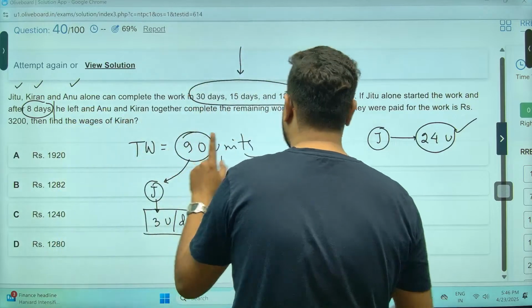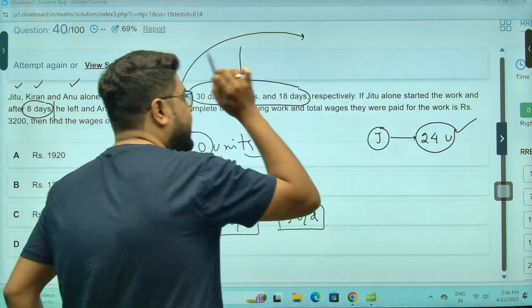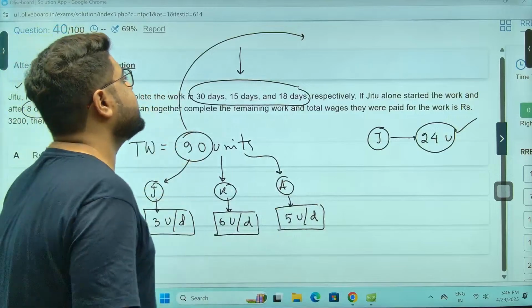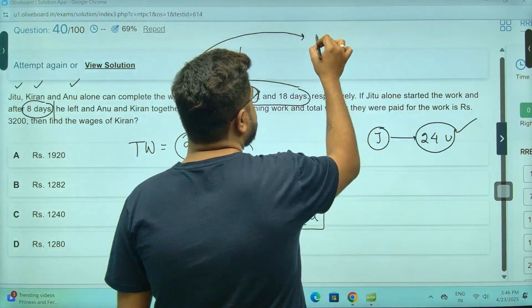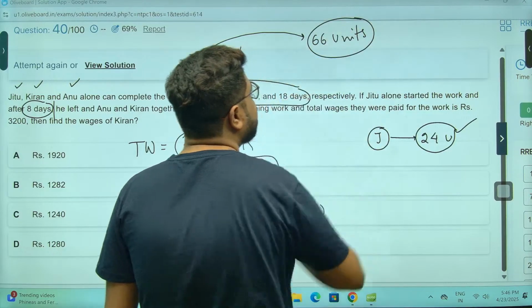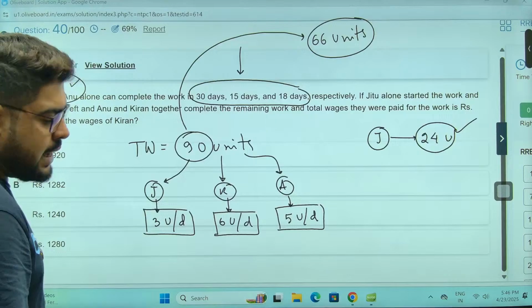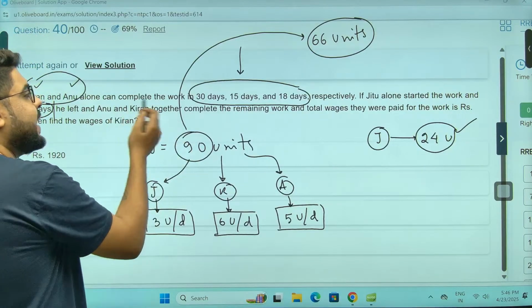Jitu has done 3 8s are 24 units of work completed. Then Jitu left. How much work is remaining, sir? Out of 90 units, 24 done. 90 minus 20 is 70, then minus 4, sir, 66 units left. Now these 66 units of remaining work, who will do, sir? Anu and Kiran, they will do it.